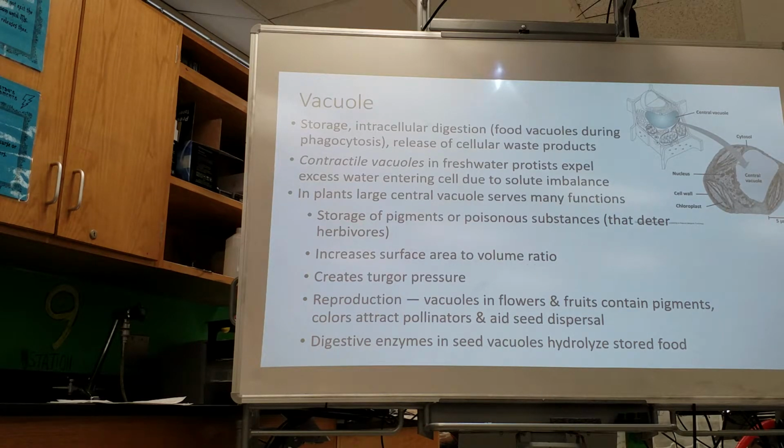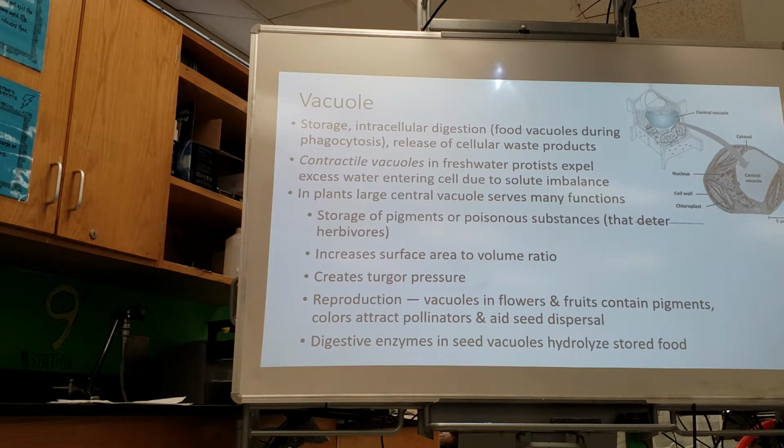A vacuole is designed for storage. There is a very large one in the center of plant cells, the central vacuole. You also have vacuoles in some protists that live in fresh water. Too much water is coming into their cells, so they have what's called a contractile vacuole that will squeeze it out. And then you have multiple functions for these guys in plants.